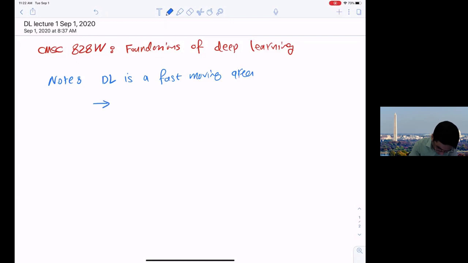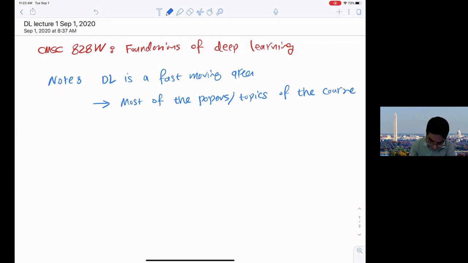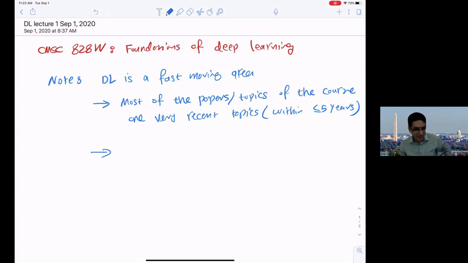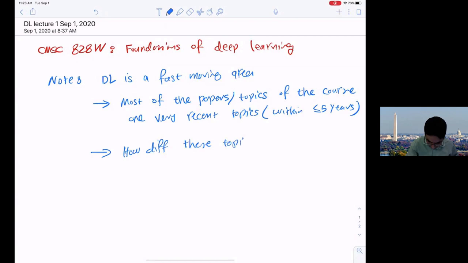Probably you have noticed most of the papers and the topics that we'll be covering in this course are very recent topics and papers. I would say most of them are within the last 5 years. So one interesting question is how different these topics and papers will be if I teach this course in 5 years.